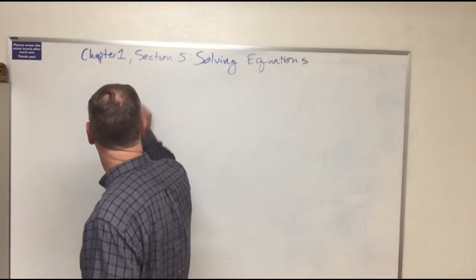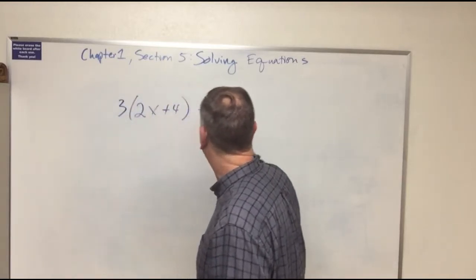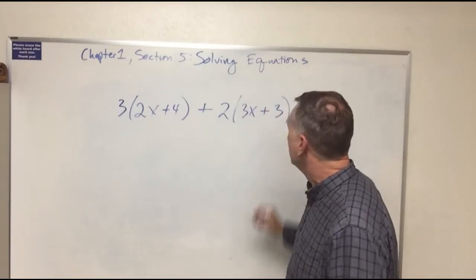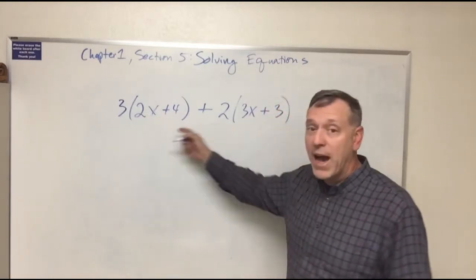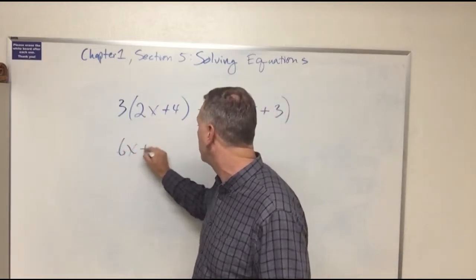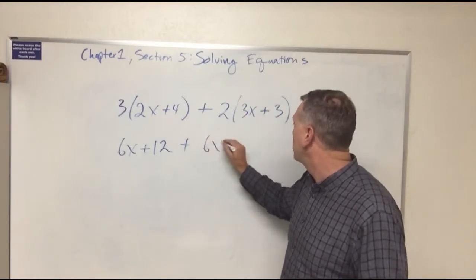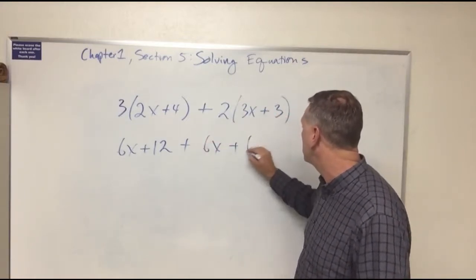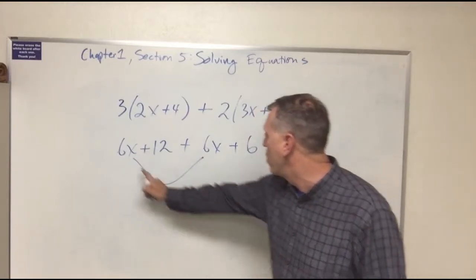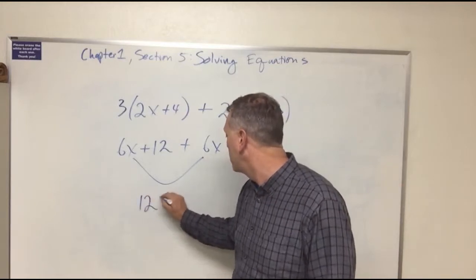So for instance, if you have 3 times 2x plus 4 plus 2 times 3x plus 3, if we want to simplify this, what we do is distributive property here. That gives us 6x plus 12 plus 6x plus 6. Those terms can be combined because they're both an x term. So that gives us 12x.